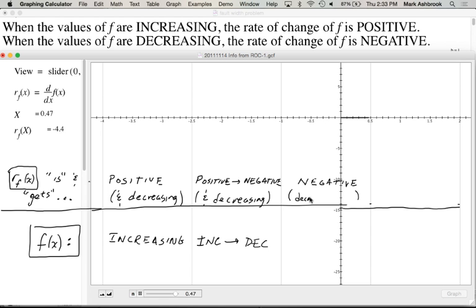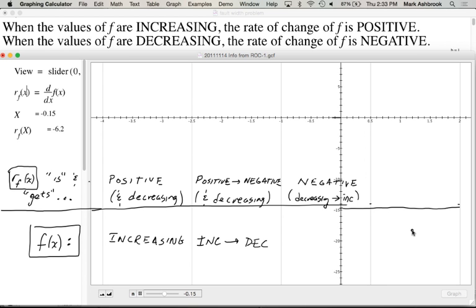And how is it decreasing? Getting more negative. And then how is it increasing? Getting less negative, right? It's negative the whole time. For negative values to decrease, they get more negative. For negative values to increase, they get less negative. They move back towards zero.